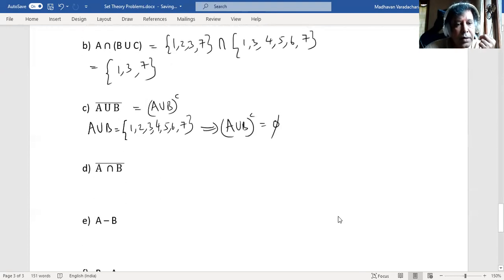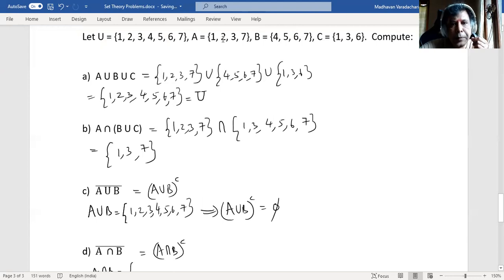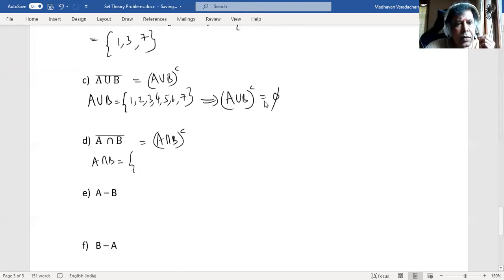Now let us do this. This is nothing but A intersection B, the complement. So let us see what is A intersection B. The common elements which are there in A and B. 1 not common, 2 not common, 3 not common, 7 is common. So I can say 7 means it has got only one element. So we can call this A intersection B a singleton set also.